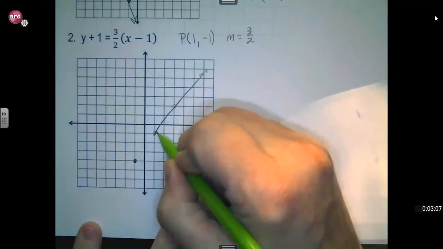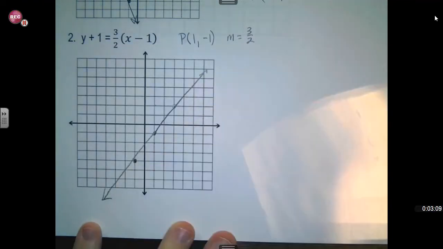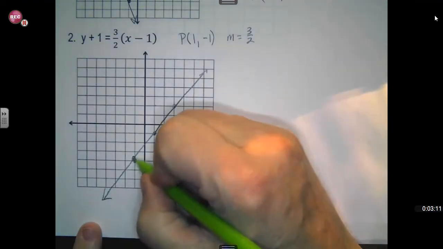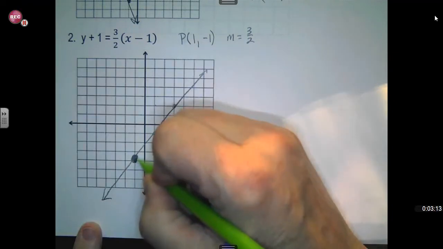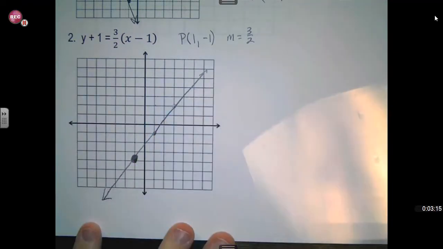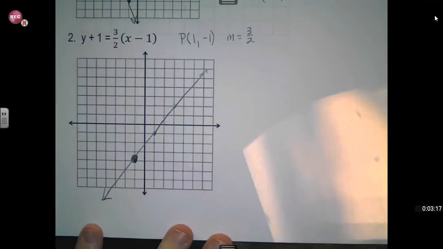So I draw in my line. Oops, I missed. I hate when I do that. This is the correction right here. There you go. Okay, and there's that line.